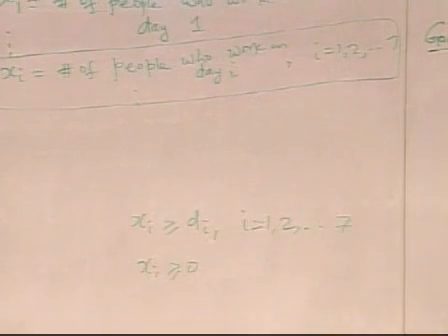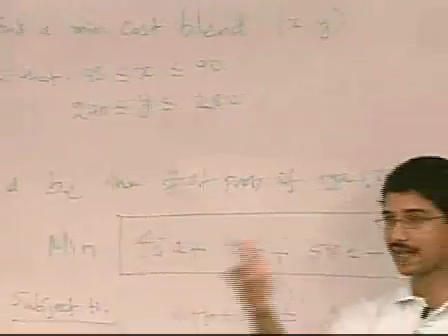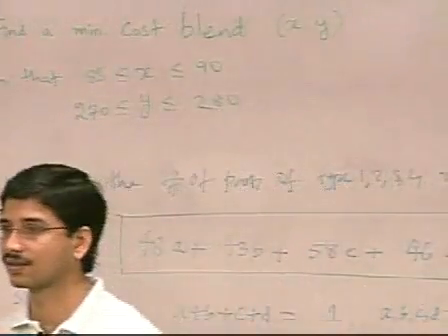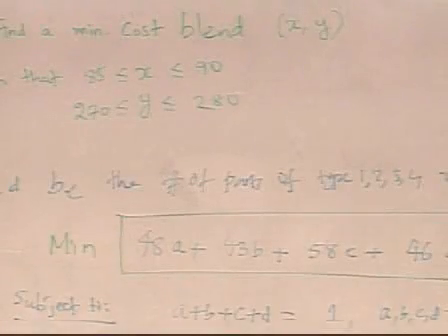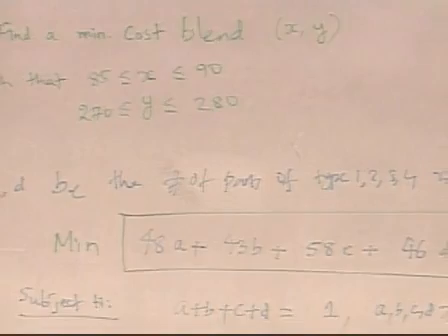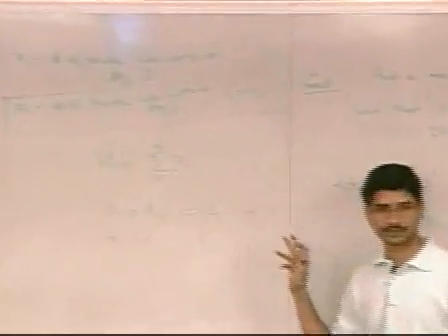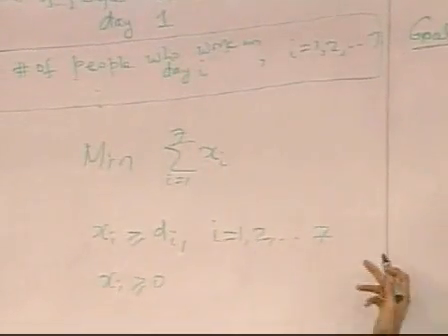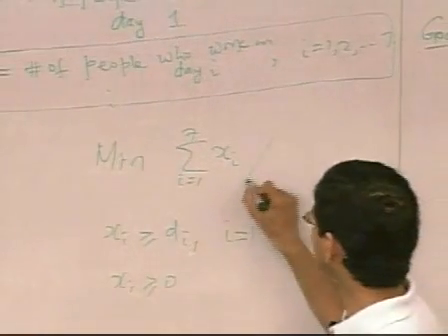Now, what is your goal? Your goal is to minimize the total number of people that you hire. Yes? Minimize the summation, i equals 1 to 7, of xi. Okay, so you want to minimize summation xi over 5.